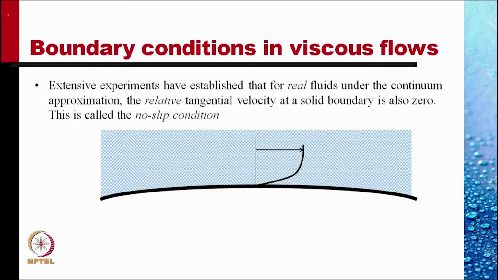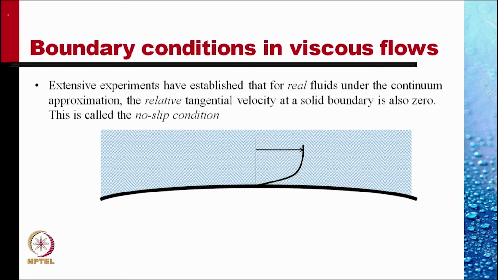Or rather, the velocity of the fluid would be the same as the velocity of the boundary. If the boundary was stationary, the fluid at the boundary would be stationary too. There are two known exceptions to this. One is that helium at 4 degrees absolute behaves strangely and it may slip at the boundary. The other exception is for rarefied flows.